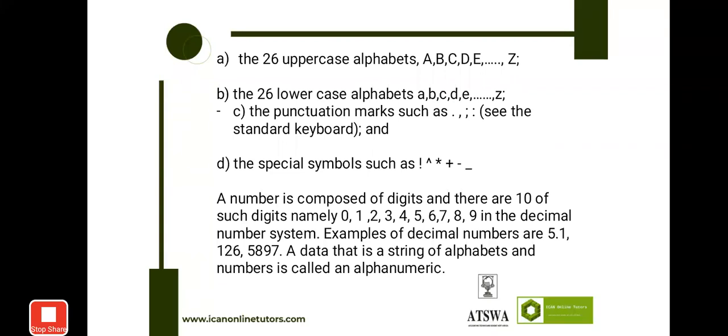So data that is a string of alphabets and numbers is called alphanumeric. That's a combination of alphabets and numbers. We now have a word called alphanumeric. So ABC1234 is alphanumeric data.